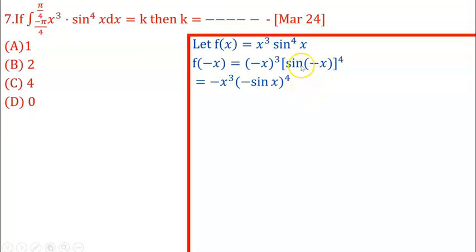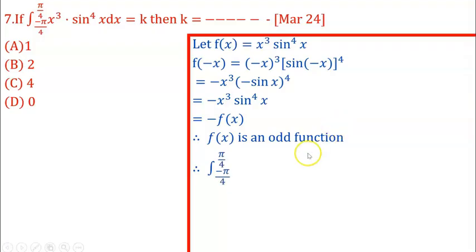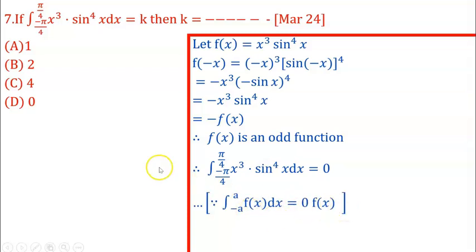Therefore, for the sine of minus x, we know the formula: sine of minus x is minus sine x, and raised to 4. Therefore, you will get here minus x cube sine of x raised to 4. That is, f of minus x is equal to minus f of x. Therefore, the given function is an odd function. And with the help of the property of definite integration, the integral from minus pi by 4 to plus pi by 4 of x cube into sine of x raised to 4 dx is equal to 0. And hence here this is the property. Therefore, option D is correct here.